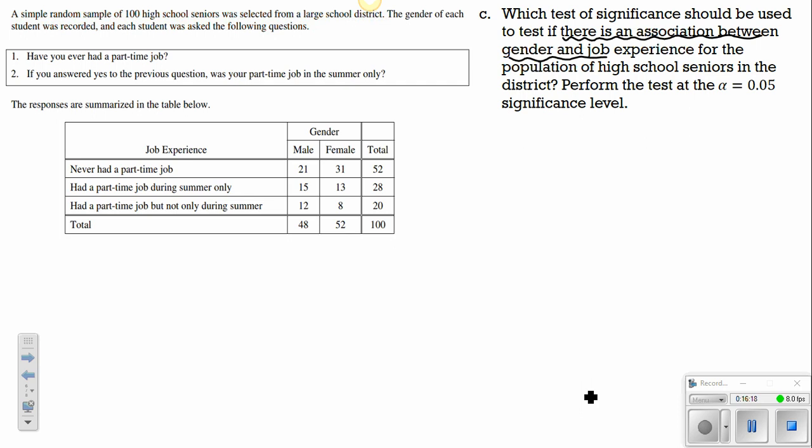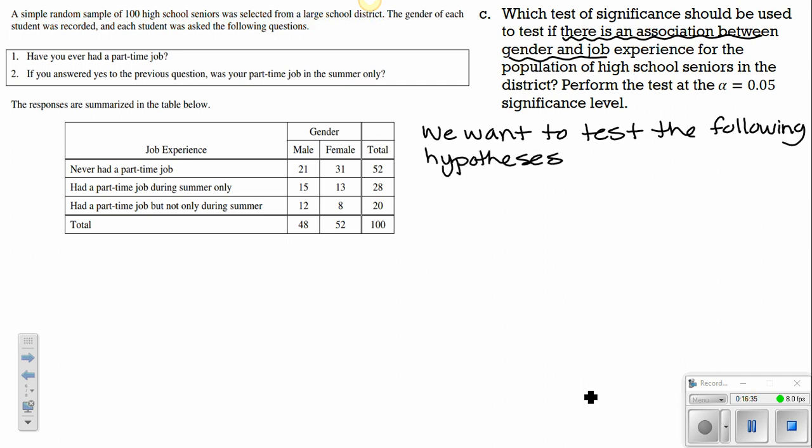All right, so let's go ahead and do our inference test. Starting off with our general statement that we want to test the following hypotheses at the alpha equals 0.05 significance level, where we have H sub 0 and H sub a.